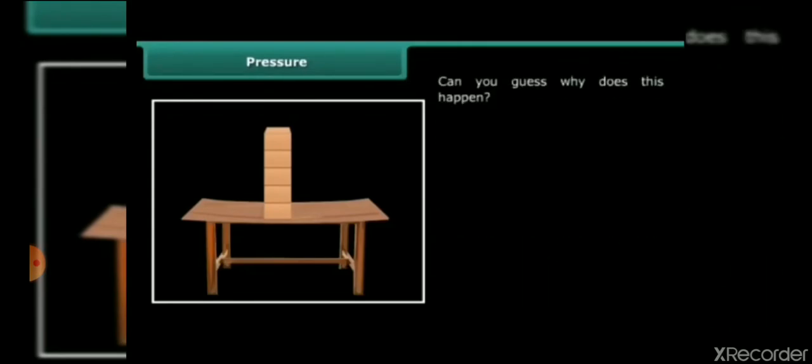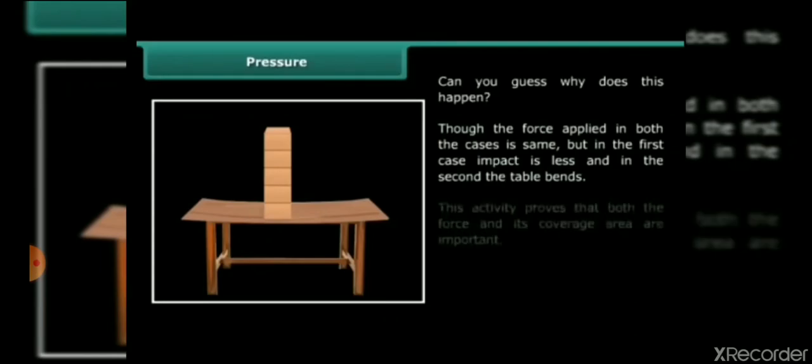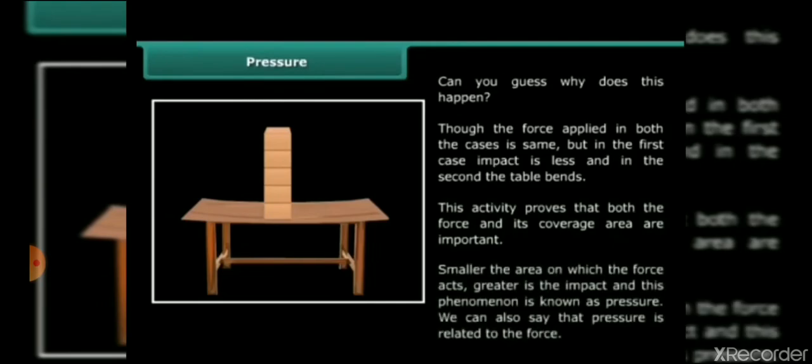In this arrangement, the table either bends or breaks under the weight of the boxes. Can you guess why this happens? Though the force applied in both the cases is the same, in the first case the impact is less, and in the second, the table bends. This activity proves that both the force and its coverage area are important. The smaller the area on which the force acts, the greater is the impact, and this phenomenon is known as pressure. We can also say that pressure is related to the force.